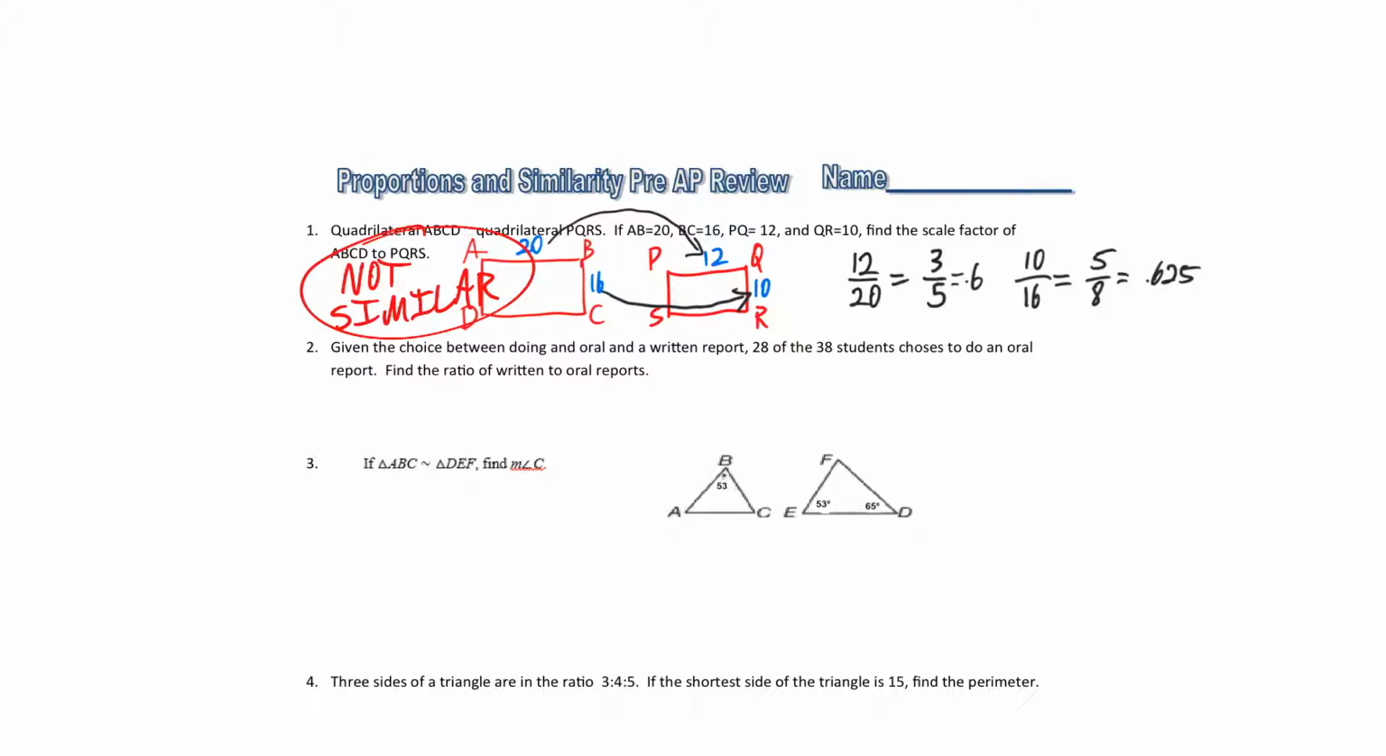Okay, number 2: given the choice between doing an oral and written report, 28 of the 38 chose to do an oral report. So how many of them chose to do the written report? 10. So 10 chose to do the written and 28 chose to do the oral report. It's asking for the ratio of written to oral, so it's 10 to 28, which simplifies to 5 to 14.